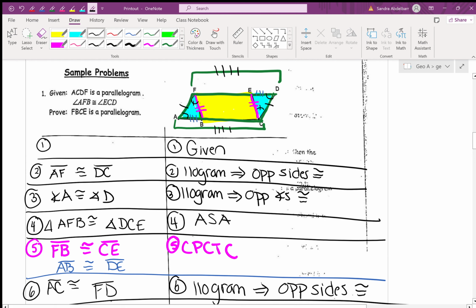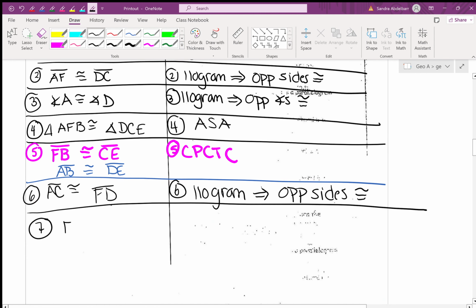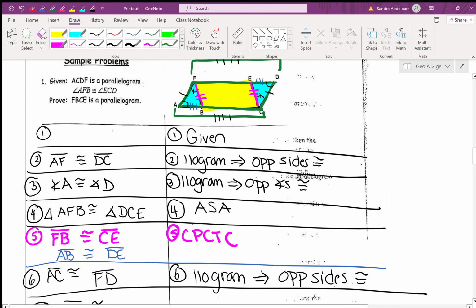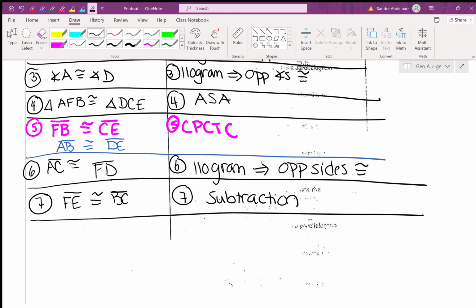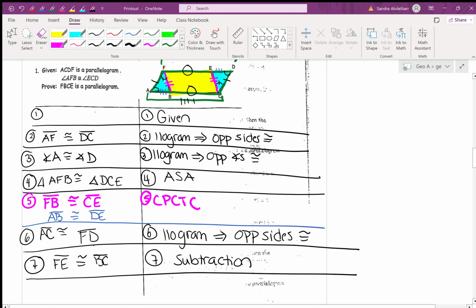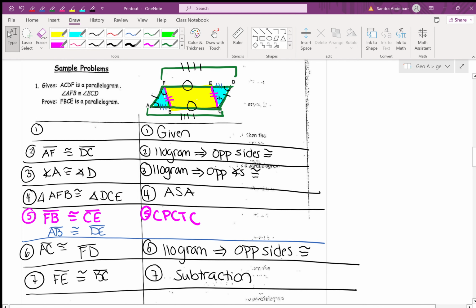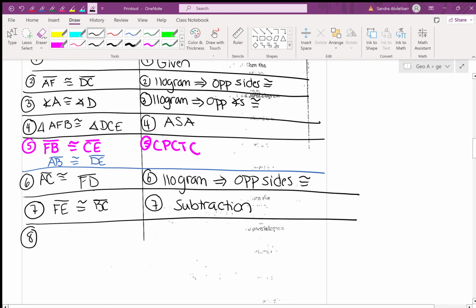So now that we have the full FD congruent to the full AC and the little AB congruent to the little DE, now we can subtract those away, and now we can get that FE is congruent to BC, subtraction. And now we have both pairs of opposite sides congruent. So now we can say, step number 8, that FBCE is a parallelogram.